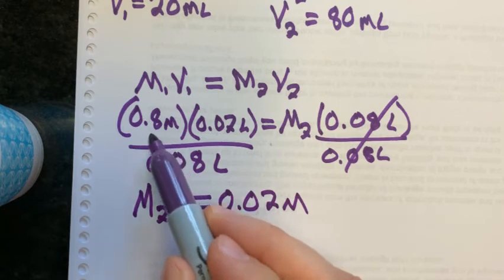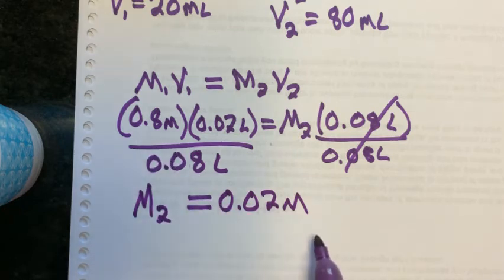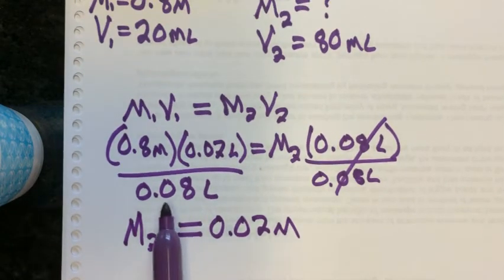So if we started out with a more concentrated solution, but we wanted a less concentrated solution, this is how we can figure out what molarity we would need and how much volume to add.